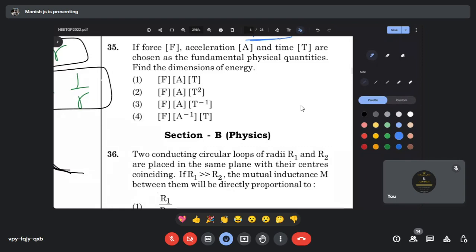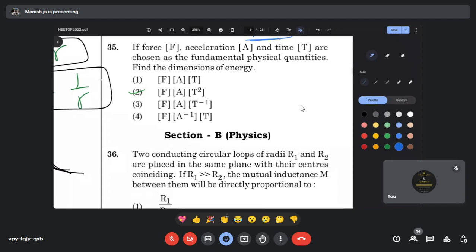Yes, use the dimension method to solve it. Option 2, sir. Option 2. Okay, let me check. Yes, the key says option 2, but how option 2 is what we want, because I don't have solutions right here, only the key. So option 2 is correct. So how did you get option 2? Sir, on multiplying force, area, T square, only we get the energy dimensions, sir.